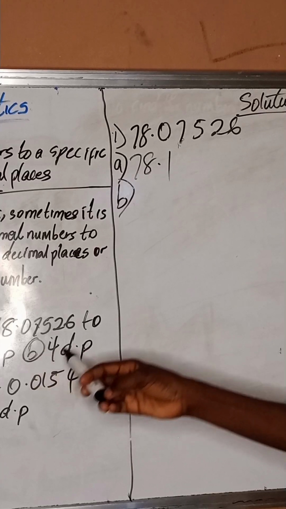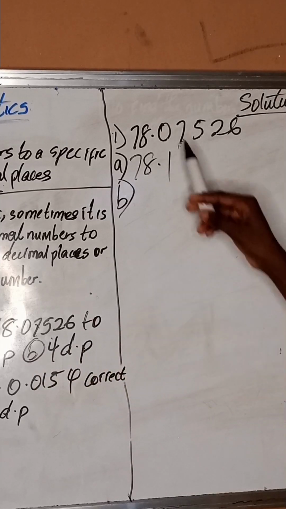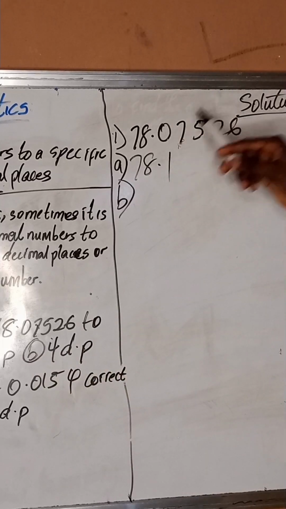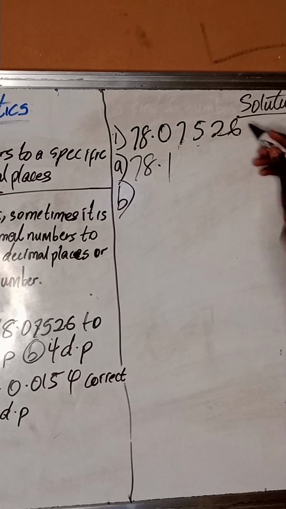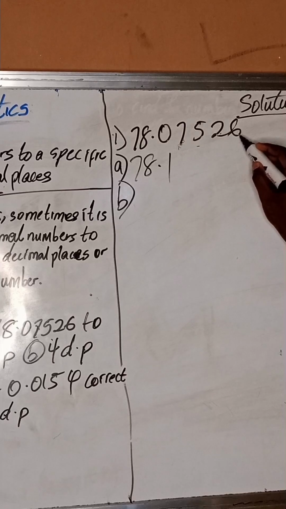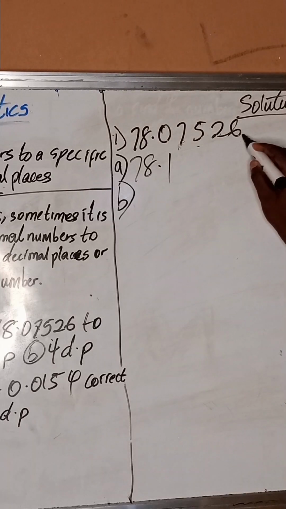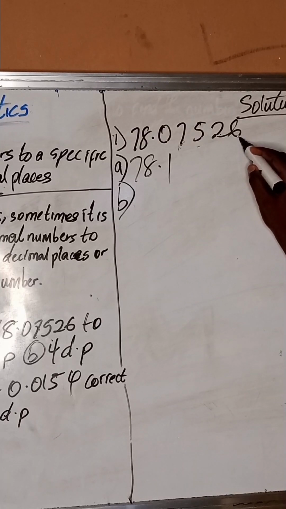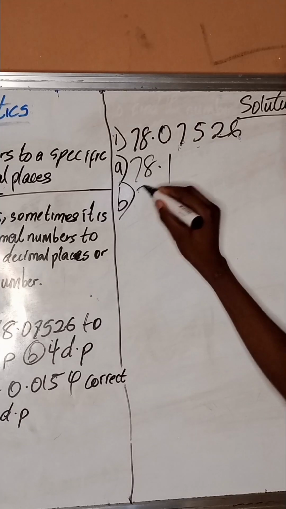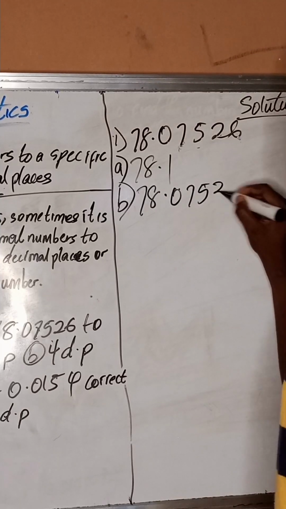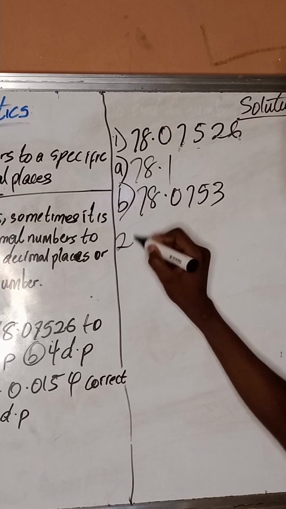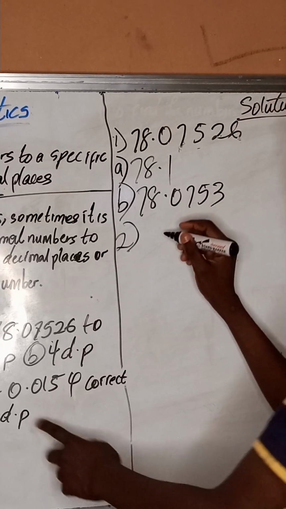The next question is 4 decimal places: 0, 1, 2, 3, 4. So 6 is the decider. We approximate it. 6 is greater than 5, right? So you add 1. That would be 78.0753.